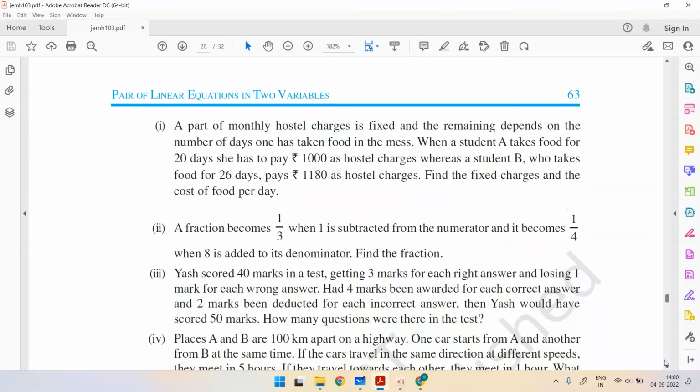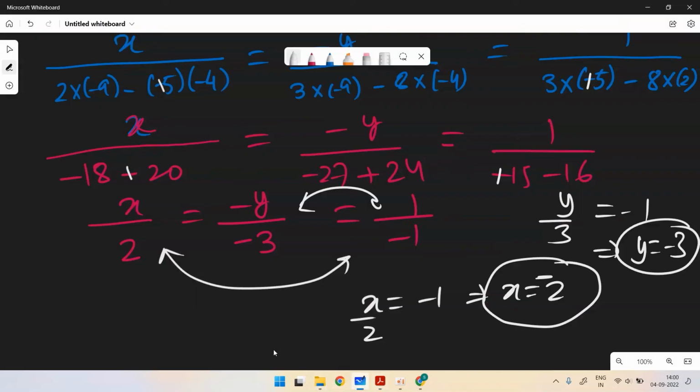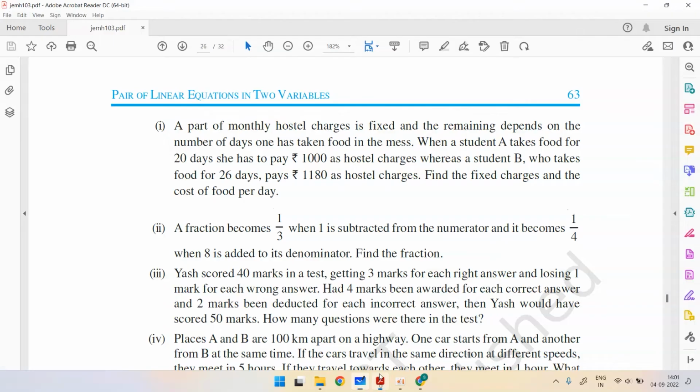Question number 4, first part. What does it say? Part of the monthly hostel charge is fixed and the remaining depends on the number of days one has taken food in the mess. Student A takes food for 20 days and pays rupees 1000 as hostel charge, whereas student B, who takes 26 days, pays 1180. Find the fixed charge and the cost of food per day.